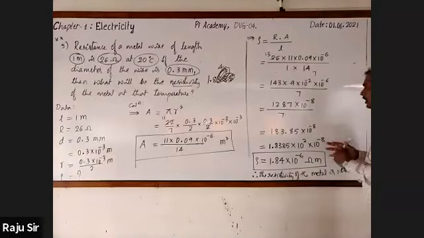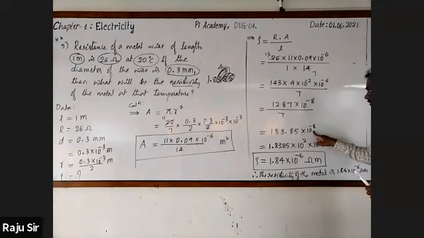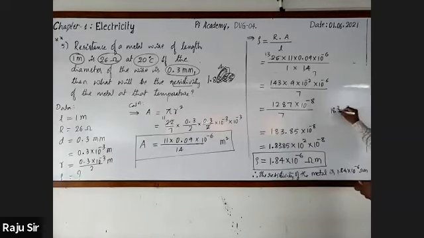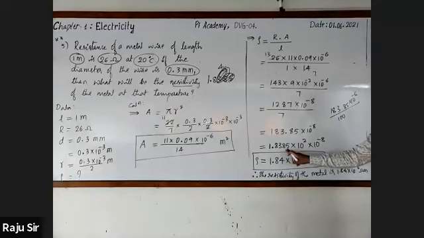Or else you can do one thing. 10 raised to the power minus 8 is there. In that, take 10 raised to the power minus 2. Take that to the denominator. It is 183.85 into 10 raised to the power minus 6 by 10 raised to the power 2. 10 raised to the power 2 is nothing but 100. It will be 1.8385 into 10 raised to the power minus 6.